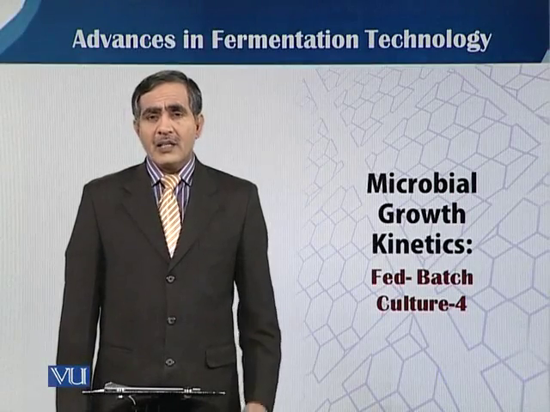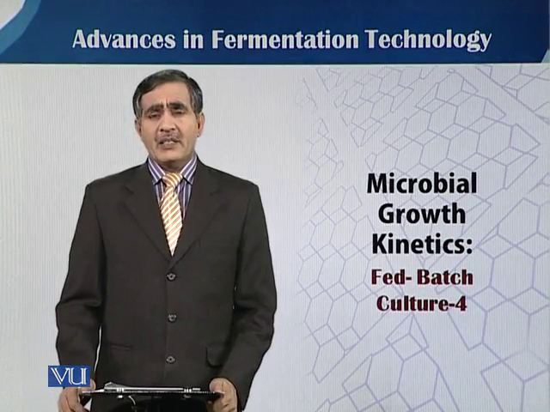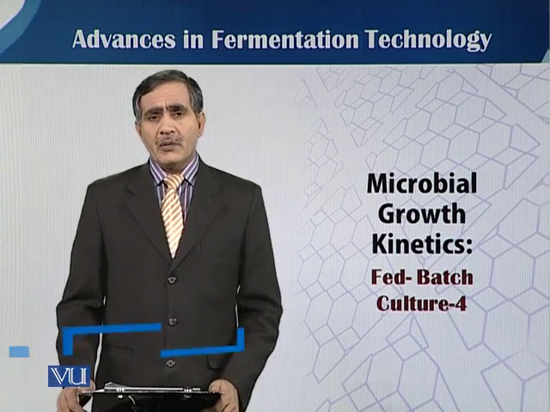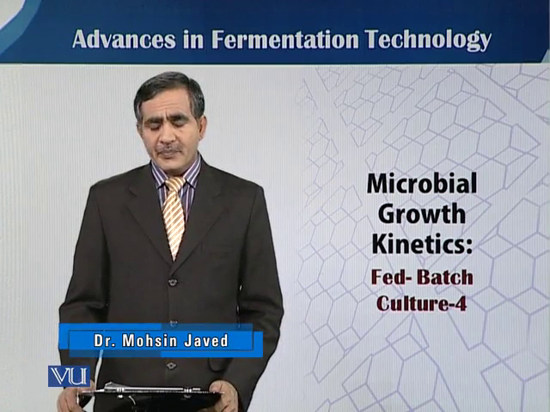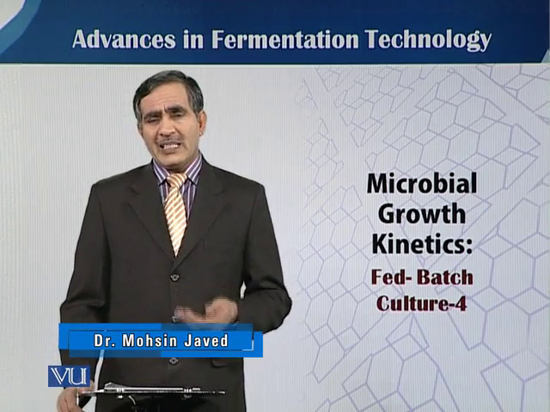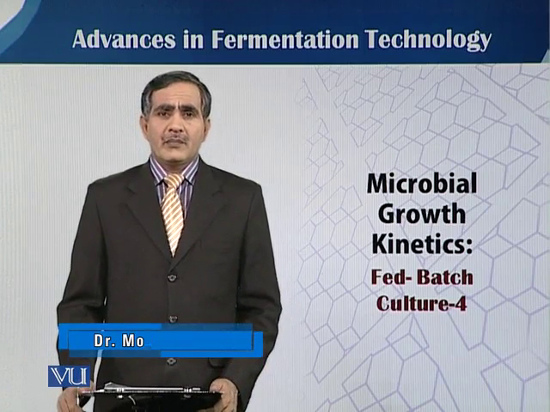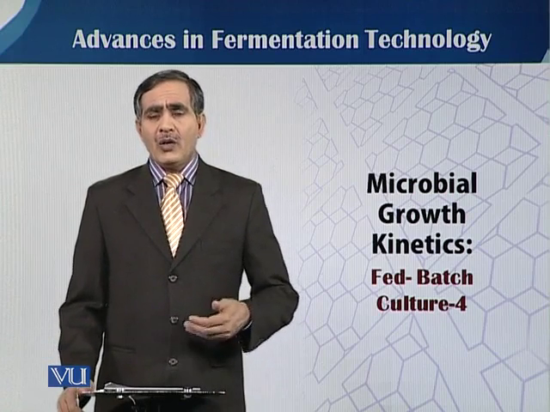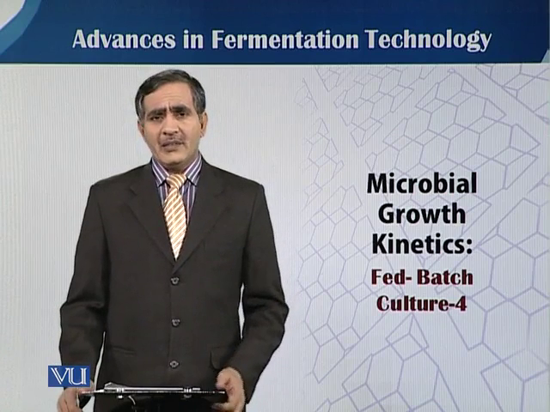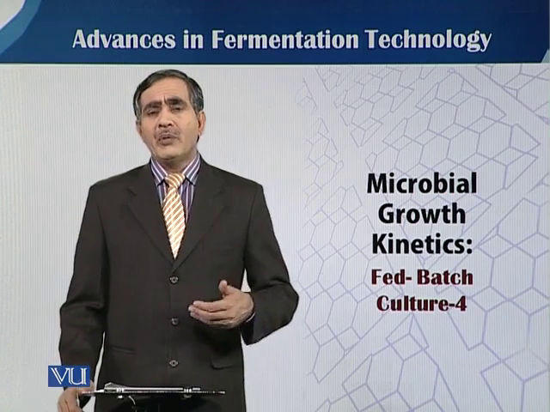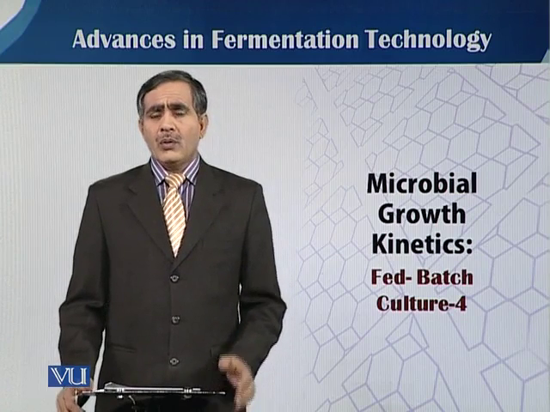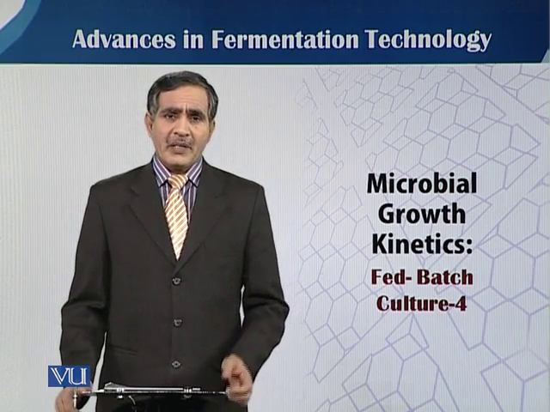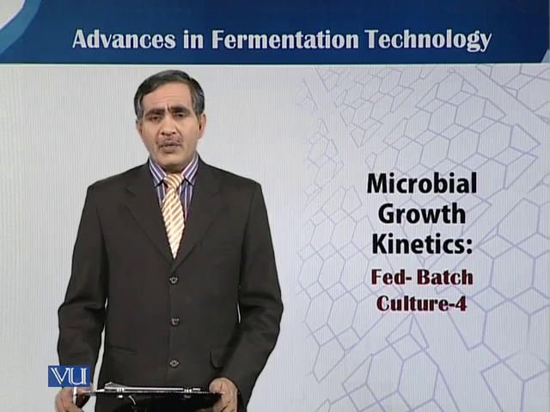This module is the continuation of the fed batch culture kinetics. This is the fourth module of fed batch culture kinetics. As we discussed in the previous module, the various strategies of fed batch, and how we maintain the quasi-steady state during the fed batch, when mu is equal to D. The D directly affects mu and different other parameters of the fermentation process.